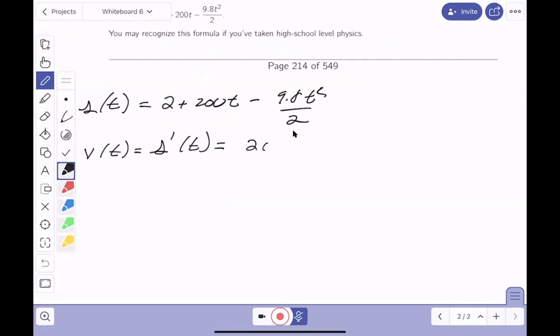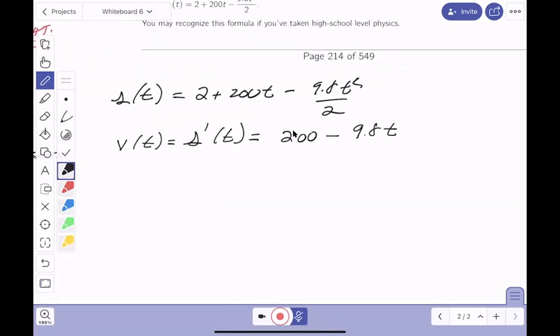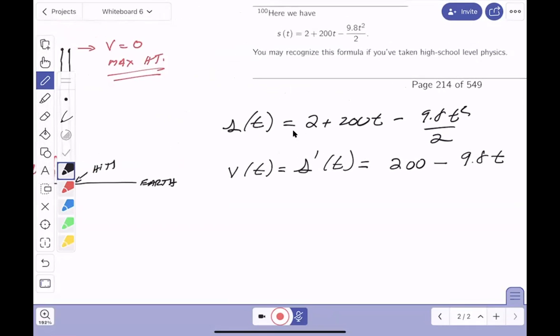It would be 200 minus 9.8 t. Right, that's not so bad, right? So what we've got to do is figure out when the velocity is 0. So at what time t is the velocity 0? I don't know. Let's put this down.